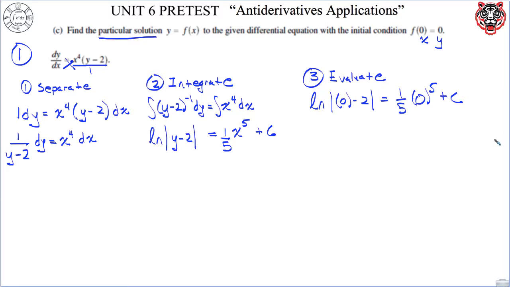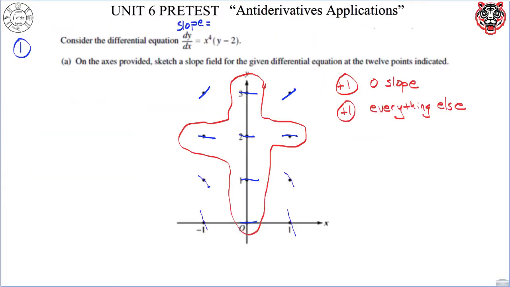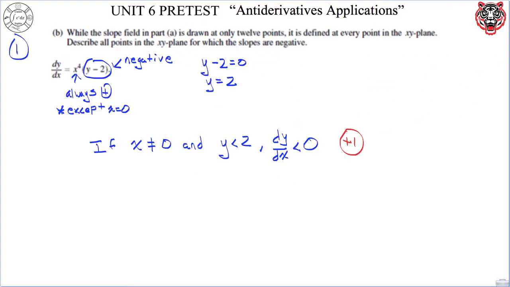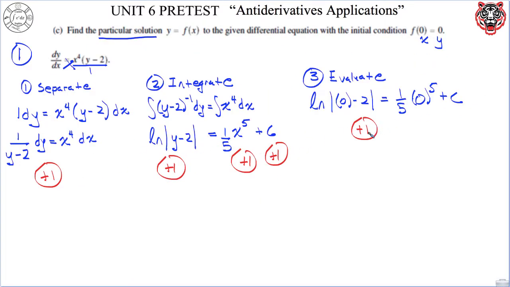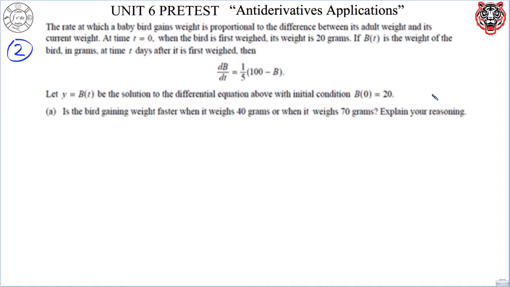So how do you score this thing? You get plus 1 point if you are able to separate the variables to this step. You get 1 point if you are able to get the natural logarithm of absolute value of y minus 2. You get 1 point if you get 1/5 of x to the power of 5, or x to the power of 5 divided by 5, simplified. And you get 1 point for your constant of integration, 1 point for your c. And you get 1 point for plugging in zeros for x and y. And you'll notice here that we had 1, 2 points, 3 points, 4, 5, 6, 7, 8 points. This question on the pretest is out of 8 points, and I will show you how to get 9 points at the very end of the video. On to problem number 2.